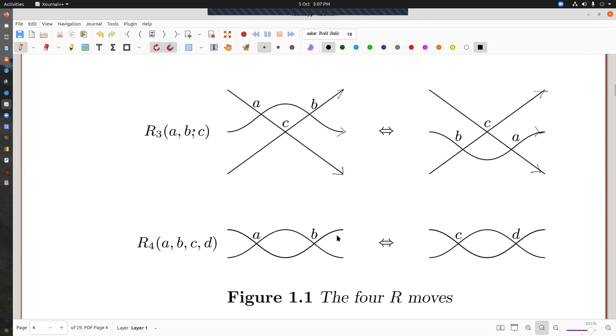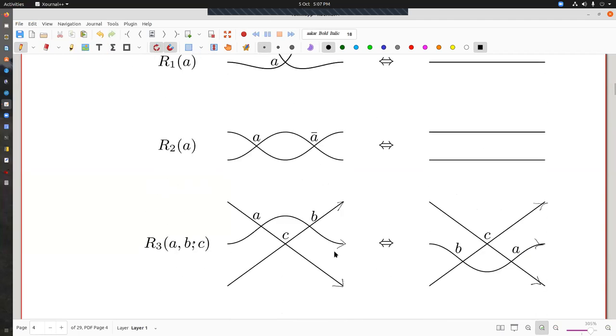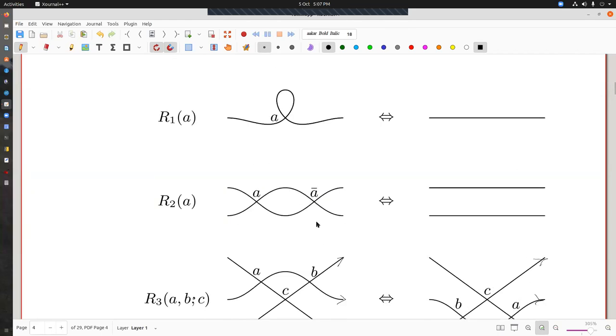But there's a fourth one, and the fourth one sometimes occurs. It's as though we're doing an R2, but we've got an A and a B, and replace it by C and D in certain circumstances. And the point is that we're allowed to work on our diagrams. These are the morphisms, generated by these moves. And they're all reversible, so that's why it's a groupoid.